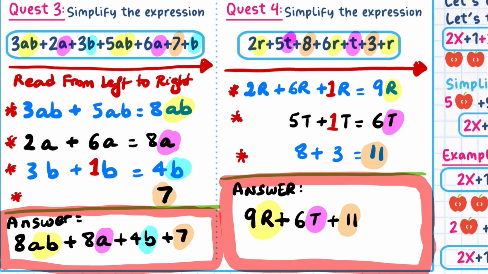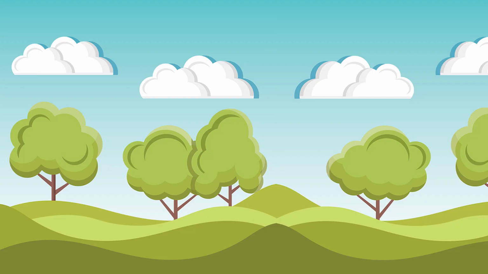Okay, great job. Now for quest 4, same thing, my R has the invisible 1 in front, so it's 1R. My T is 1T, okay? So if I'm combining my letter R, everything in yellow, I have 2 plus 6, which is 8. 8 plus 1 is 9R. Do you have that? And then 5t plus 1 is 6t. Okay, and combining my constants is easy. So my final answer is this, right? Excellent job, students. I'm so proud of all of you.